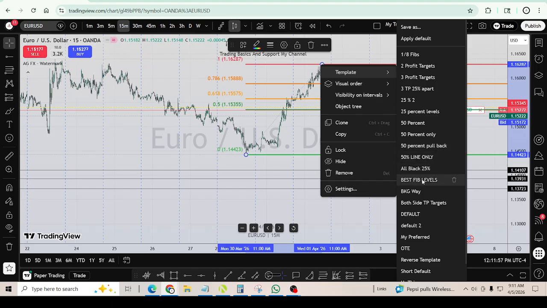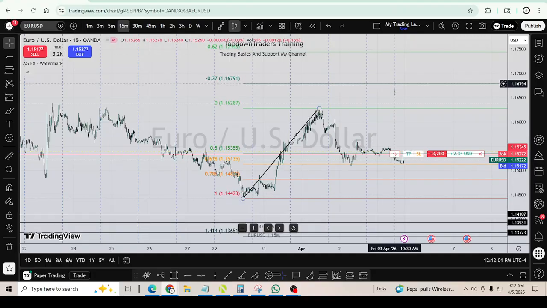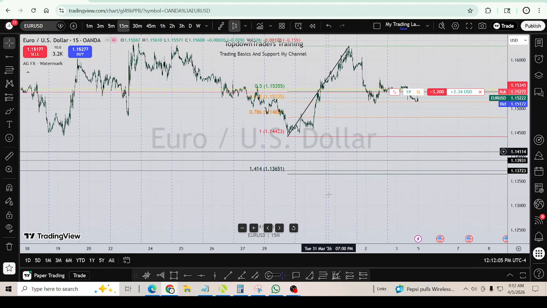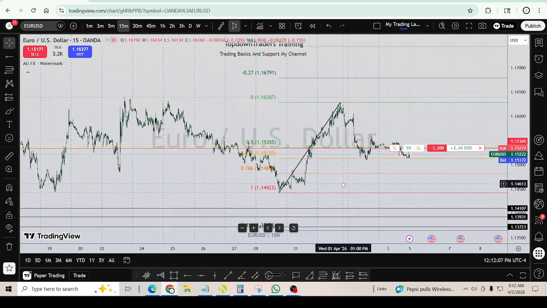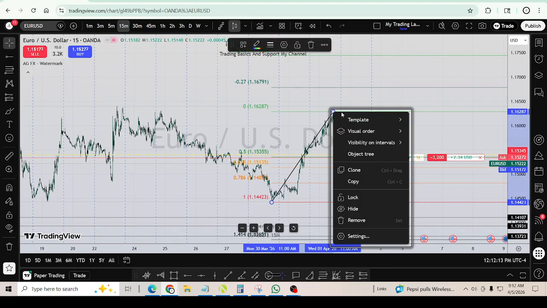I have one labeled best fibs. This one I have customized for take profit levels, and it's also take profit levels on both sides, both short and long, so I don't have to do that. But my point is, your standard default Fibonacci tool.